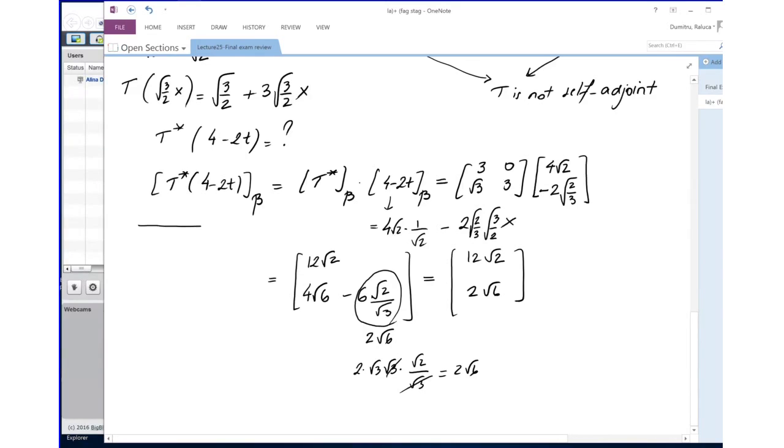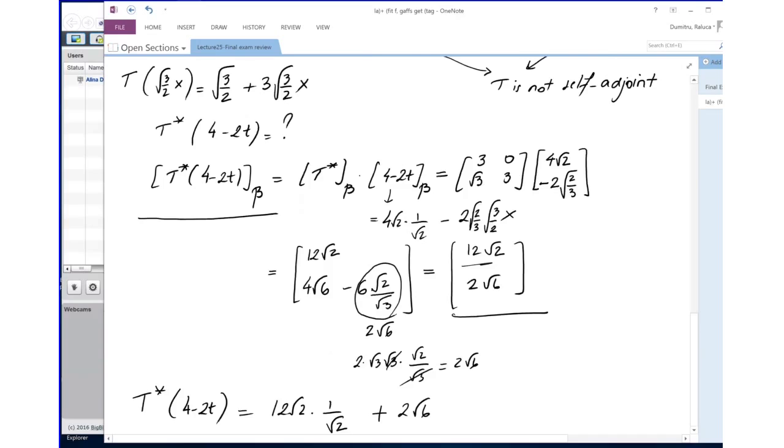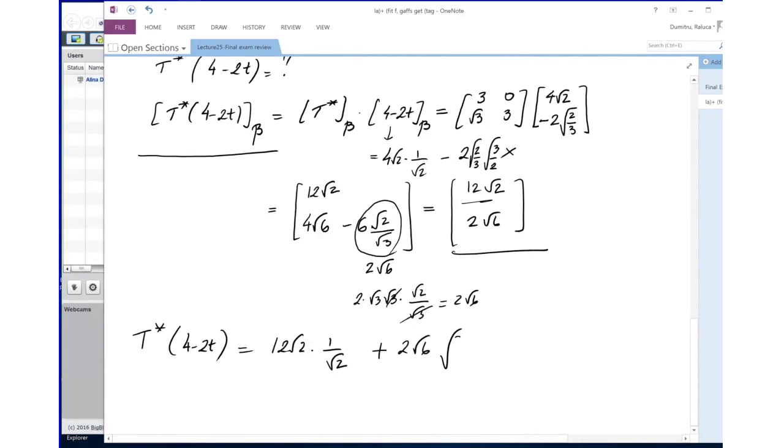All right, so that is the beta coordinate vector of what we need. What does that mean? It means that T star of 4 minus 2t, or 4 minus 2x, is this first entry, 12 square root of 2 times the first vector, right? Plus 2 square root of 6 times the second vector, which was the square root of 3 halves. X or t, just to keep the same variables.